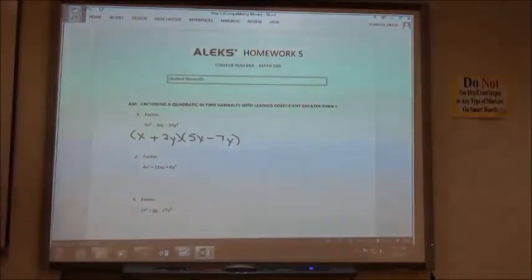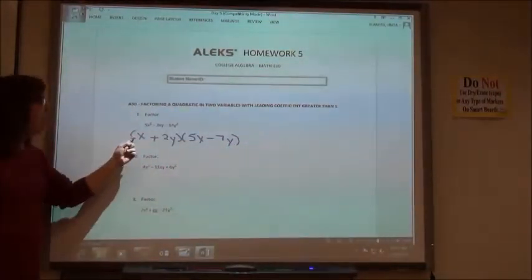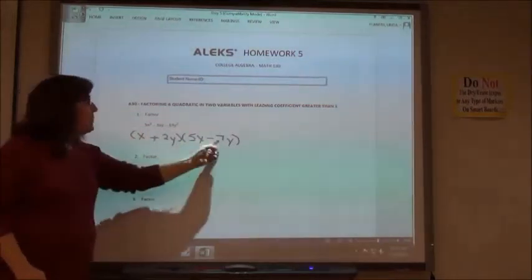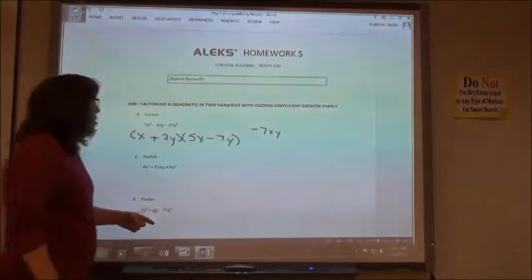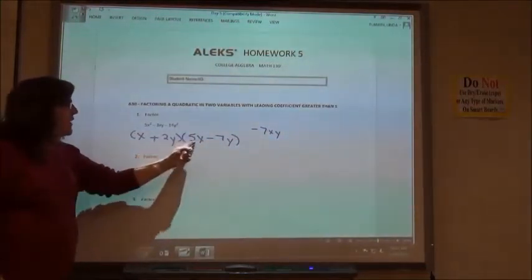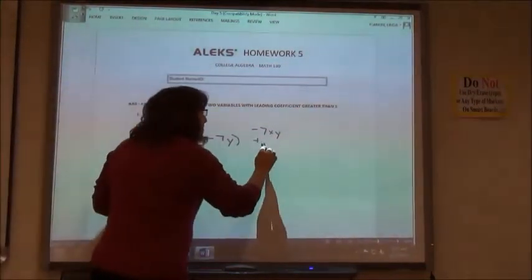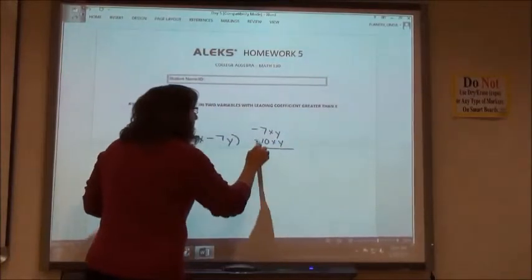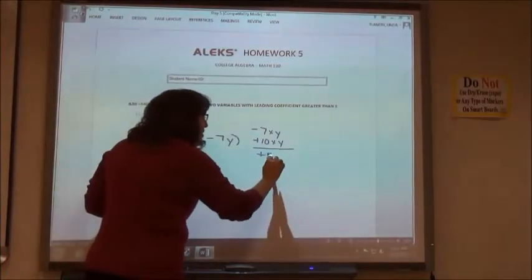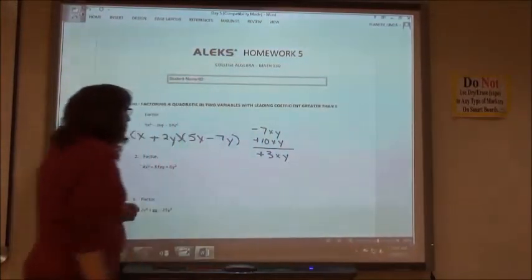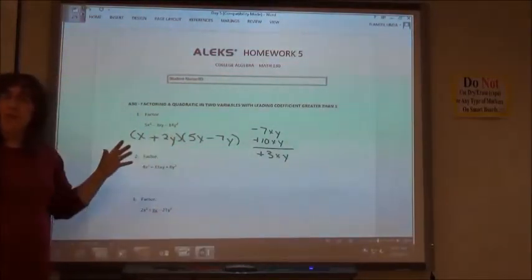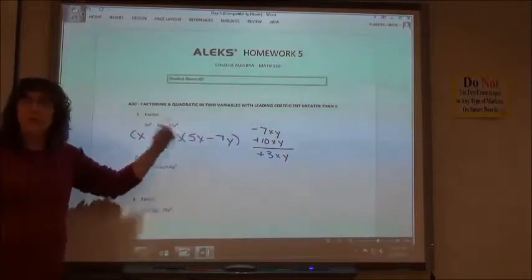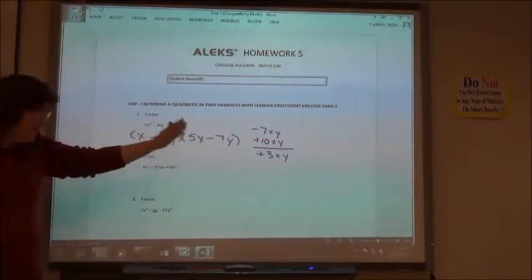And then we're going to check it the same way we did before. Our outside product, x times negative 7y, would be negative 7xy. Our inside product, 2y times 5x, positive 10xy. Negative 7 plus 10 is a plus 3xy. We wanted a minus 3 instead of a plus 3, which means everything's in the right order, but all we're going to do is switch our signs and do the negative first and then the positive.